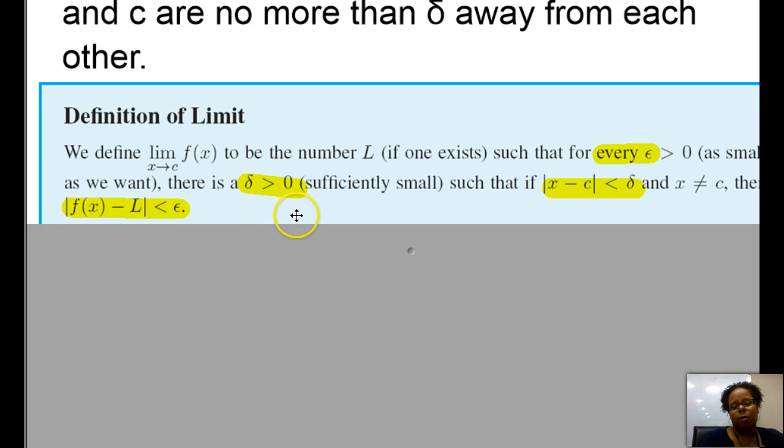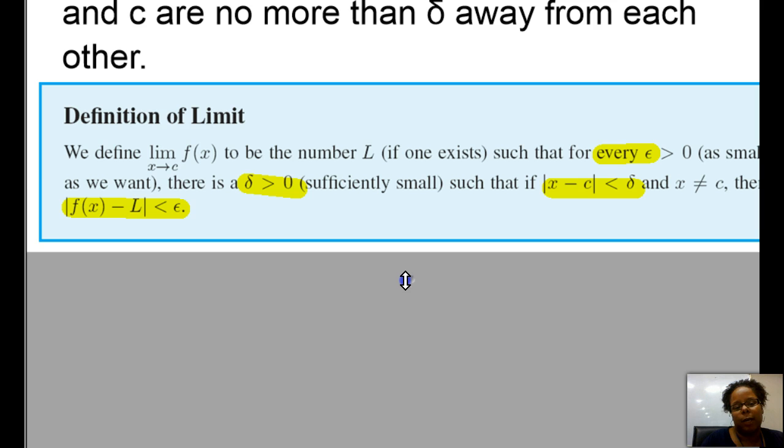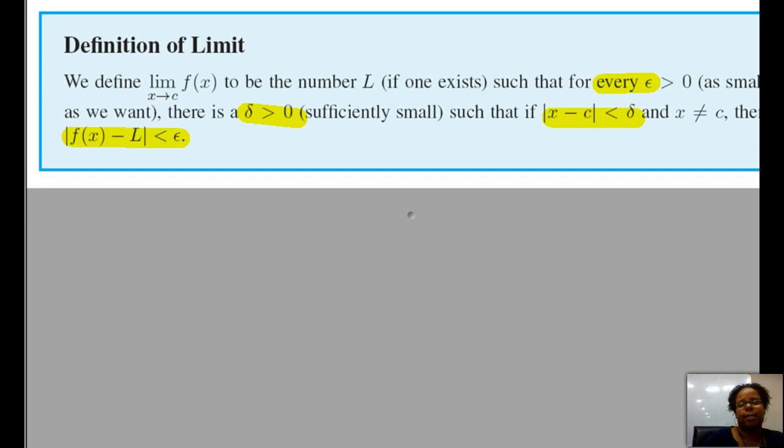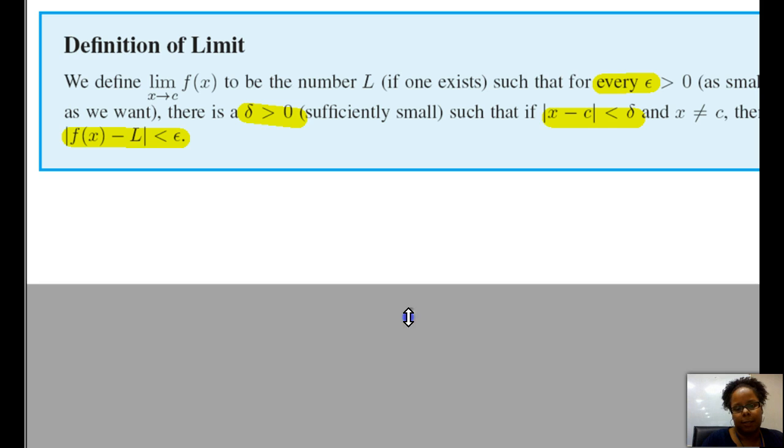So now we have a definition for what it means to approach, and that definition is quantifiable because it involves any value epsilon that we pick, where we find a delta such that x and c are within delta of each other. And now that's a more formal, quantifiable definition of a limit.